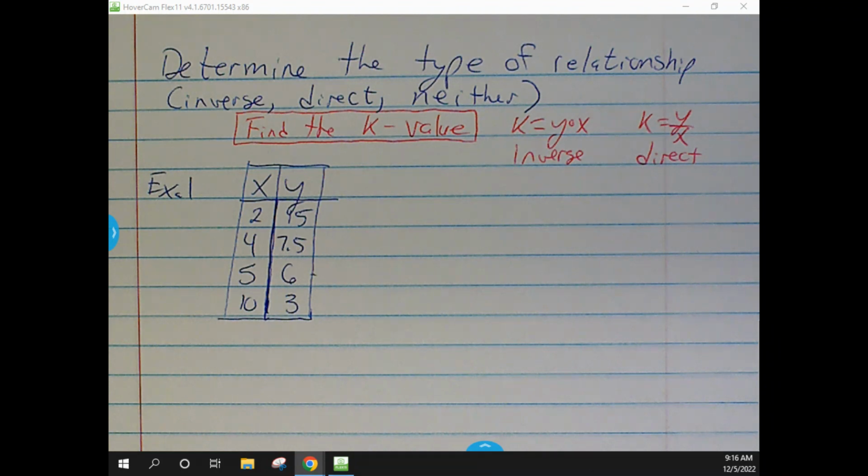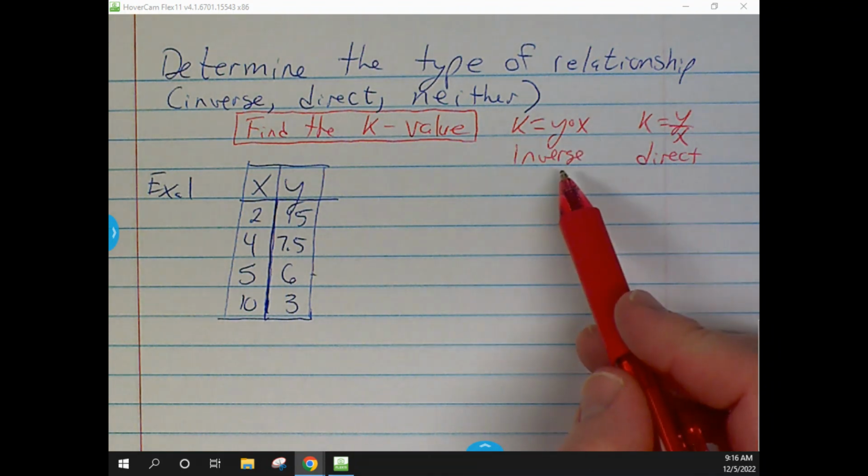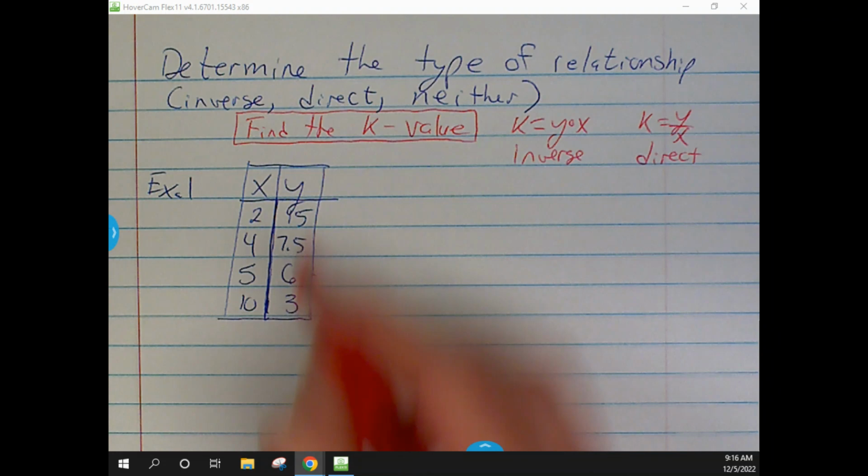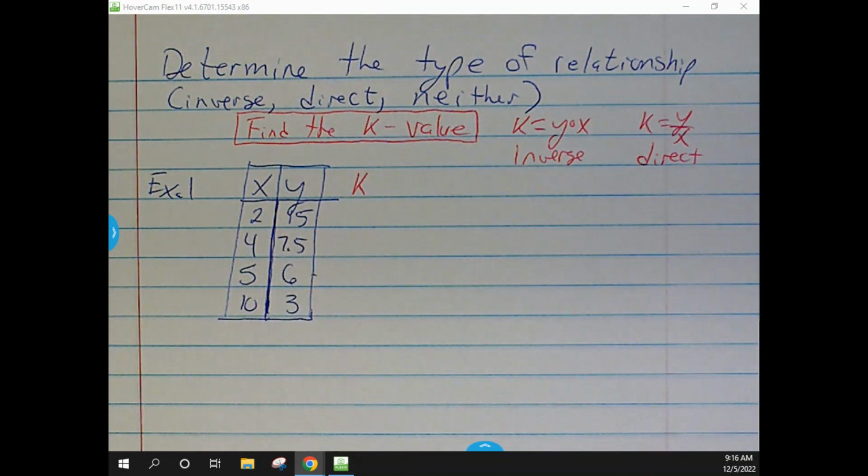All right, so let's do the easy thing first. Let's do the multiplication and see if it's inverse first, because that's always going to be the easier thing to do. It either has to be direct or inverse. It can only be one of the two.